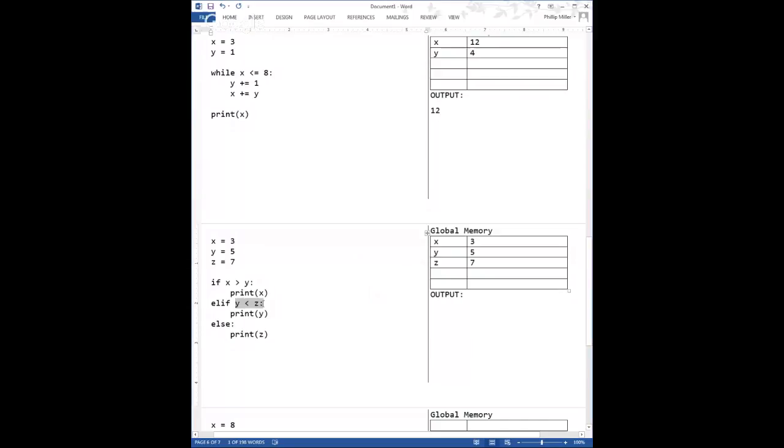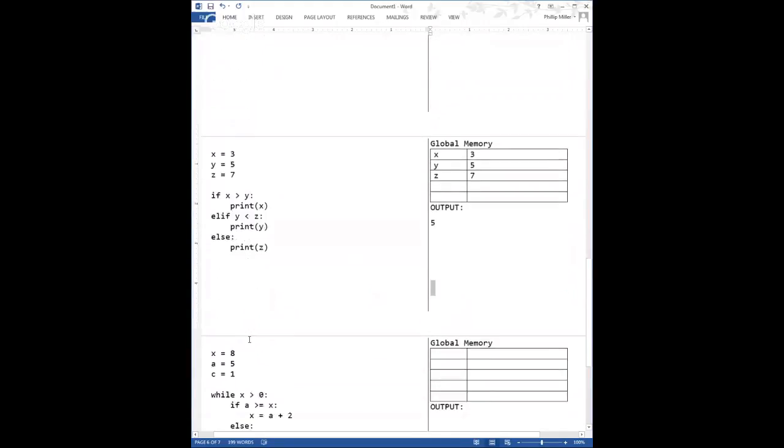Is Y greater than Z? Is Y less than Z? Yes. Then we print Y. The value of Y is 5. And once you've executed one body of an else if ladder, you're done. So that's the only output for this.